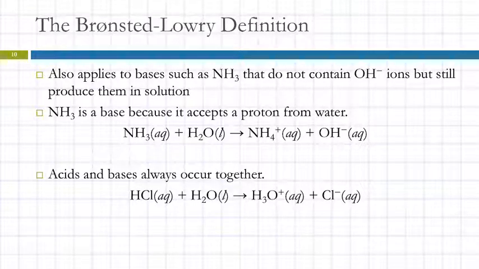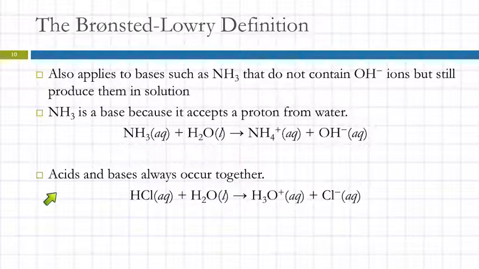So this definition works for things like NH3. NH3 is a base, and yet it contains no hydroxide ions. It's a base, though, because it accepts a proton from water. So ammonia, a molecular compound in water, will accept a hydrogen ion from the water, forming ammonium ion and producing hydroxide ion. So it does produce hydroxide ion in solution, but just looking at NH3, it's not obvious at all.